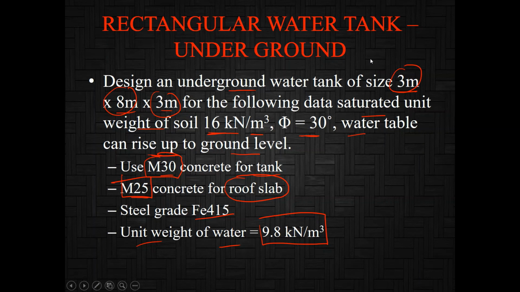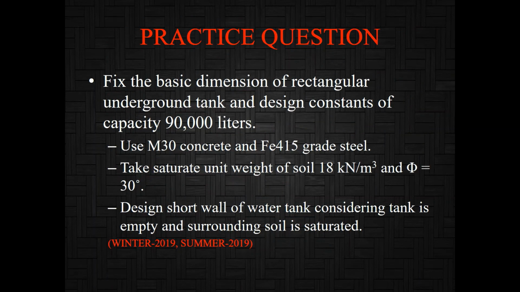Now I give you one practice question. Fix the basic dimensions of a rectangular underground tank and design it for a capacity of 19,000 liters. Use M30 grade of concrete and Fe415 grade of steel. Take the unit weight of soil as 18 kilonewton per meter cube and phi 30 degrees. Design the short wall of the water tank considering the tank is empty and the surrounding soil is saturated. So here is your practice question.